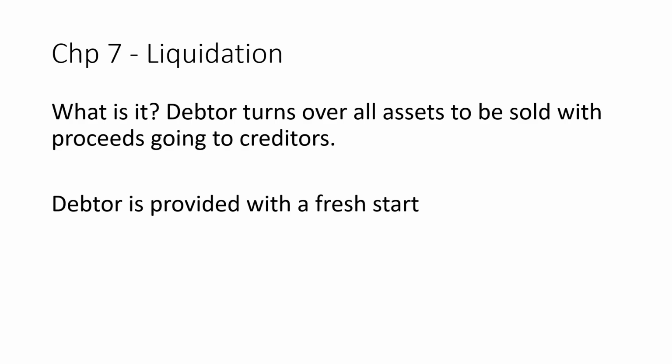With a debtor, the debtor does get to keep some of their assets, so they're not 100% totally wiped out, but they're basically given a fresh start. So liquidation occurs when the debtor turns over all of their assets to a trustee, who we'll talk about in a moment, who then sells the non-exempt assets and distributes the proceeds of the sale among the creditors. Not all creditors will get paid.